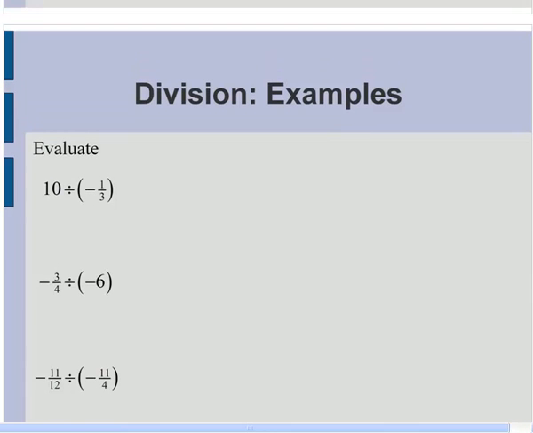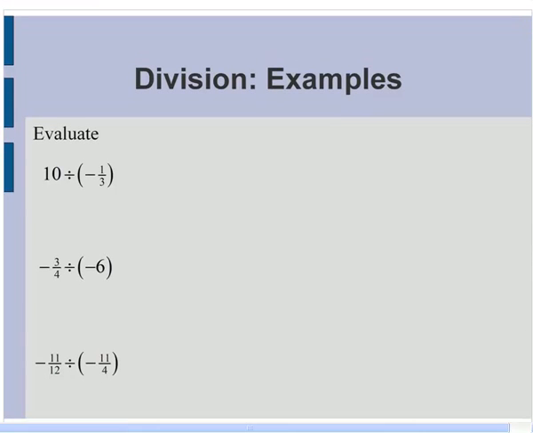So this is really not something new. So for example, if we had 10 divided by negative 1/3, I think I said that incorrectly in the beginning. We can think of it as 10 times the reciprocal of negative 1/3, which is negative 3. And 10 times negative 3 is negative 30.